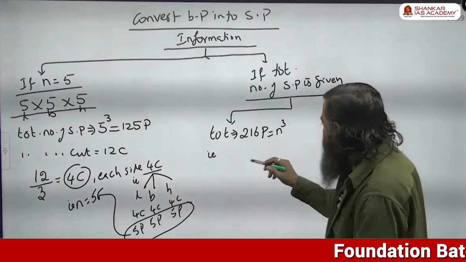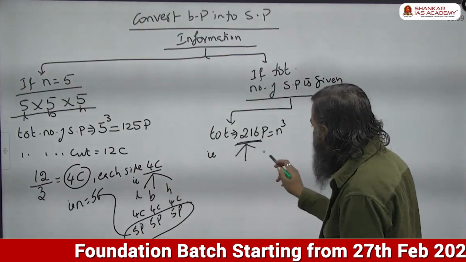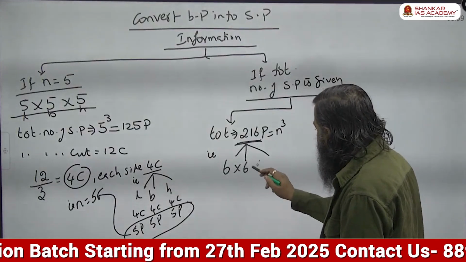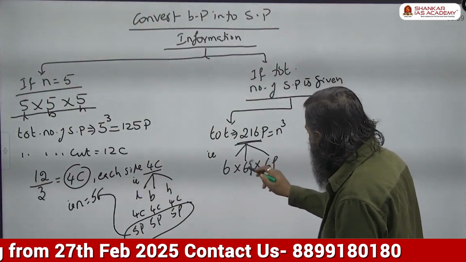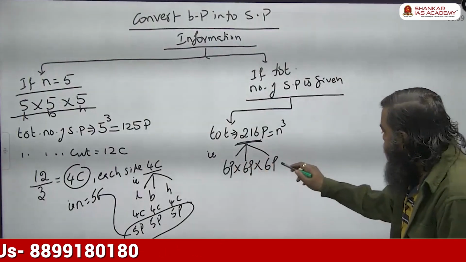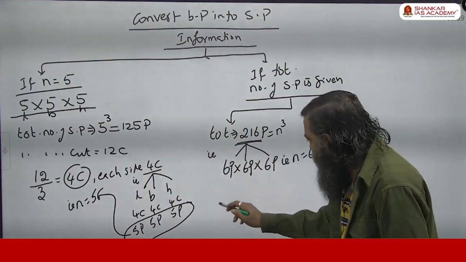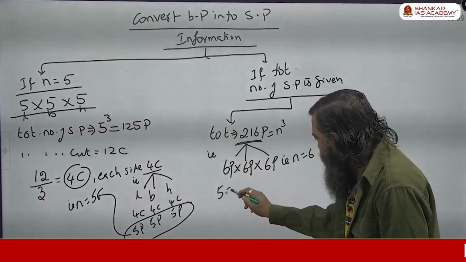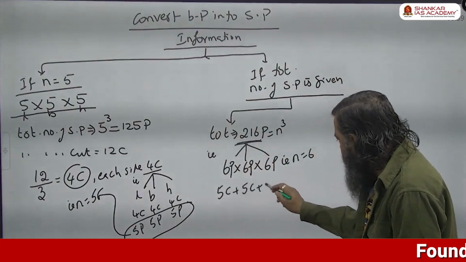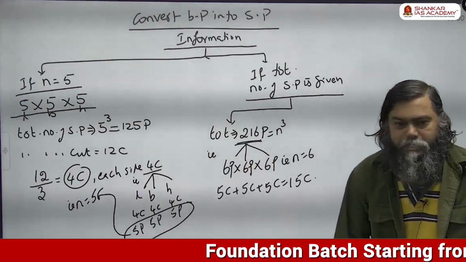Now tell me, what is the n value? How can I write 216 as a product of 3 numbers? 6 into 6 into 6. That means n equal to 6. What is the total number of cuts? 6 pieces means 5 cuts. 6 pieces means 6 pieces, so in total how much?